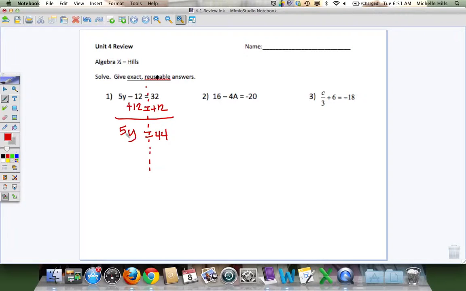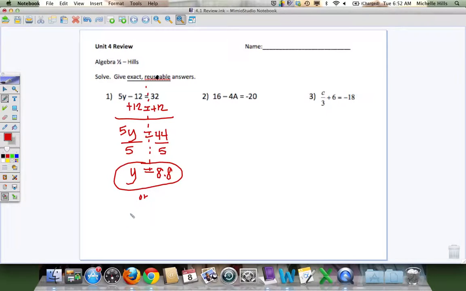Once I'm down to a single variable term on one side and a single constant term on the other side, I look to see how this number is connected to the variable. In this case, the 5 is connected to the y with multiplication, so I'm going to divide by 5 to isolate the y. So divide the other side by 5. Now in this case, when I take 44 and divide it by 5, I get 8.8. It's an exact decimal, but I don't have to round, so it's perfectly acceptable to give that as a decimal.